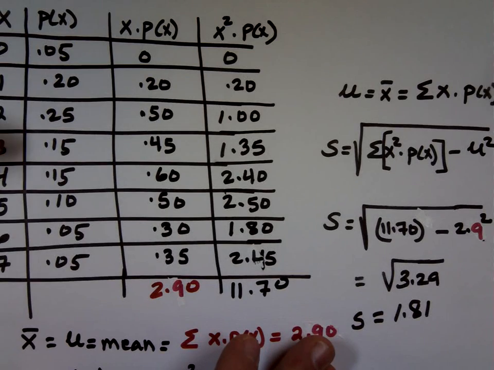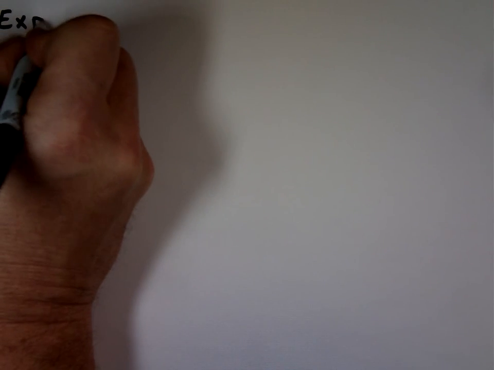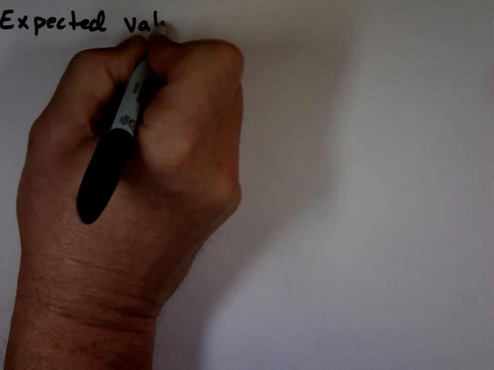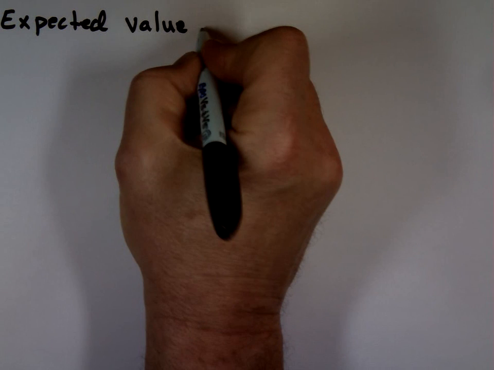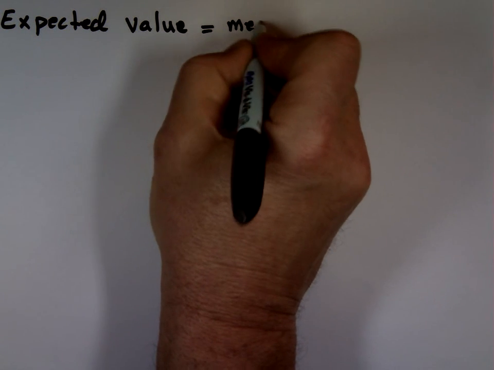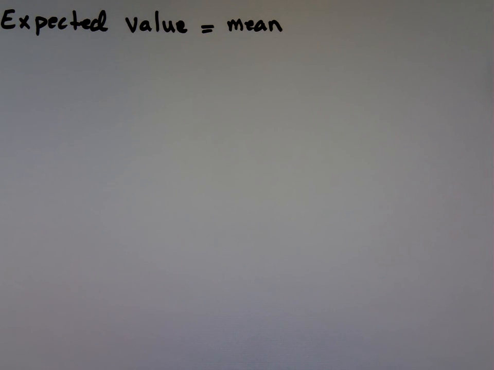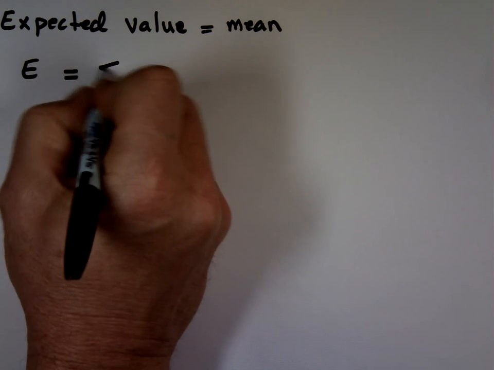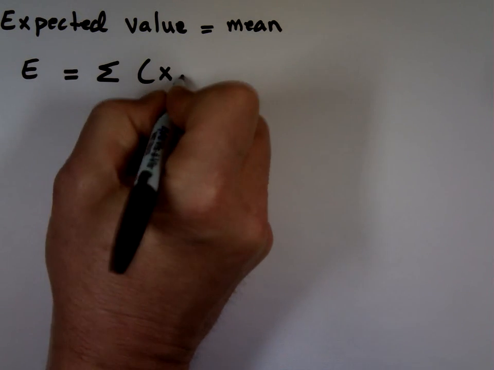Now the other thing is, while I'm at it, this section is just slow, basic stuff. You'll hear the term expected value. The expected value is really nothing more than the mean. So the expected value, since it's the same as the mean, is the summation of x times the probability of x.